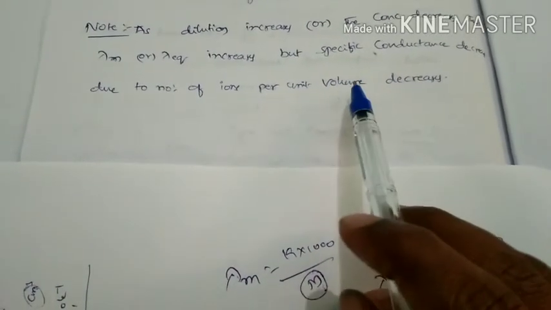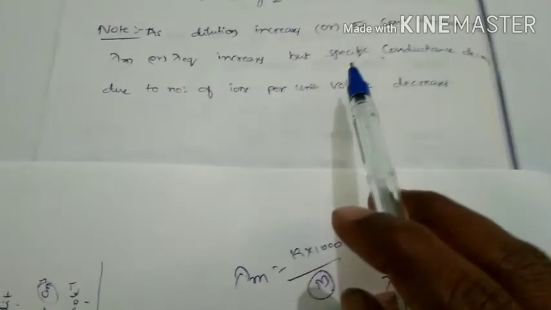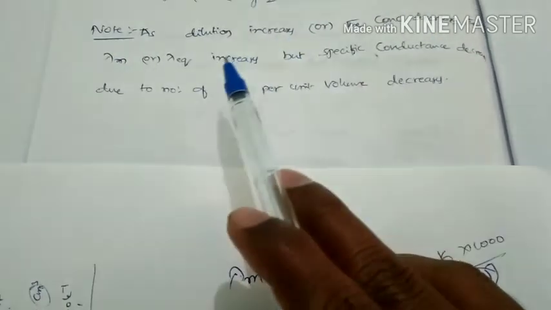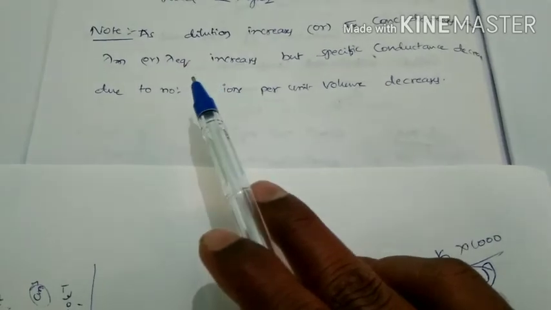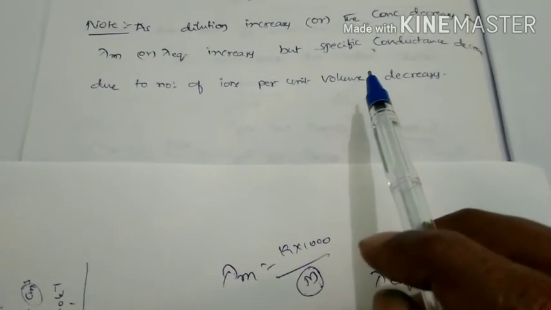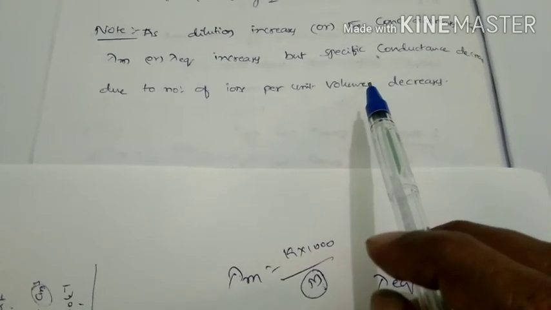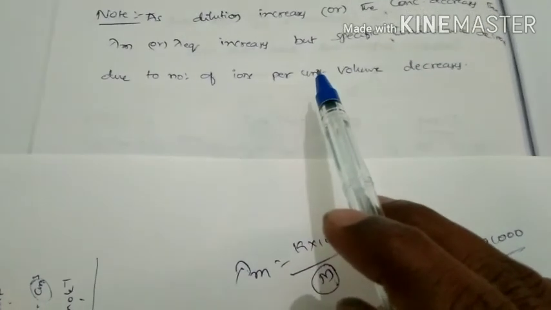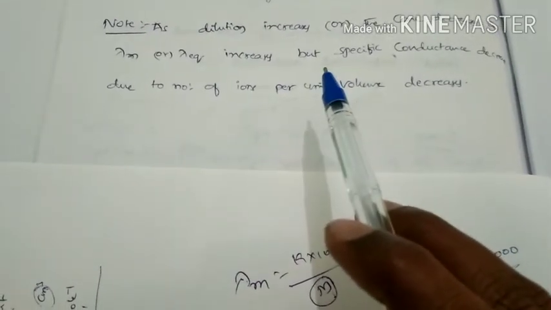So this is a very important point. As concentration decreases or dilution increases, equivalent conductance and molar conductance increase, but specific conductance decreases. So this is all the introduction regarding the electrochemistry chapter. We will discuss the next topic in the next video.